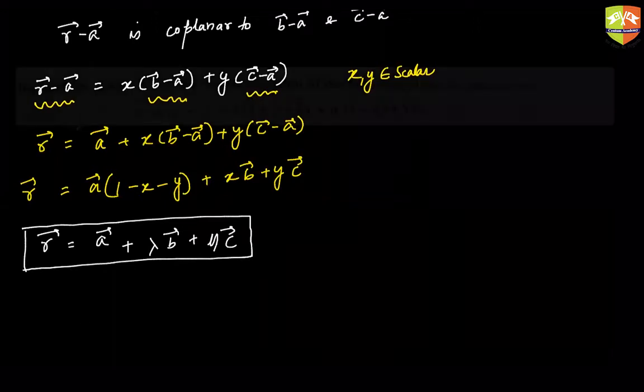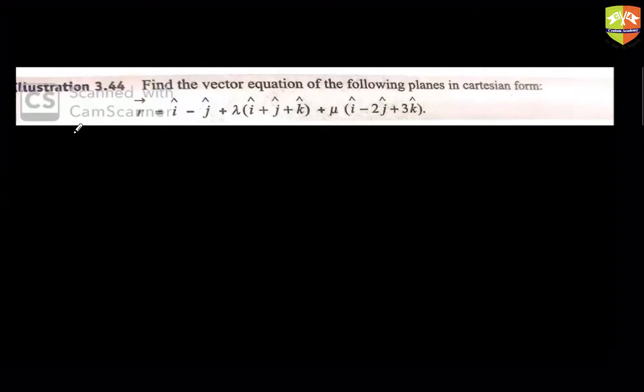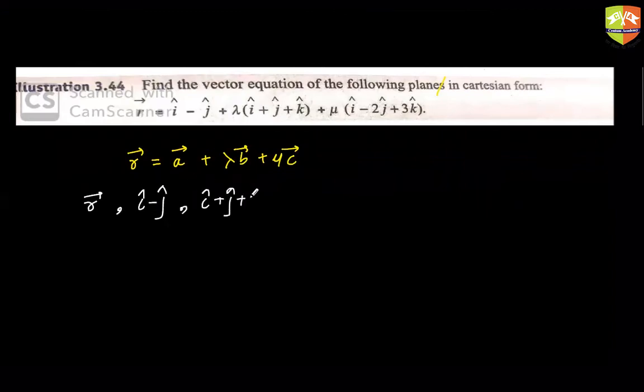Let's take a question on this. There is an equation of a plane given like this: find the following plane in Cartesian form. So basically, they have given you an equation in this form, R is equal to A plus lambda B plus mu C. It's just another way of saying that the vector R, with points I minus J, I plus J plus K and I minus 2J plus 3K, are coplanar points. It's just another way of saying that they all lie on a plane.